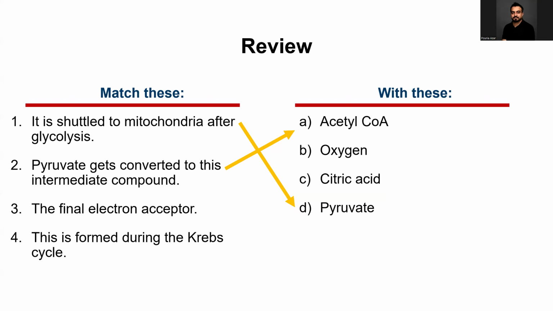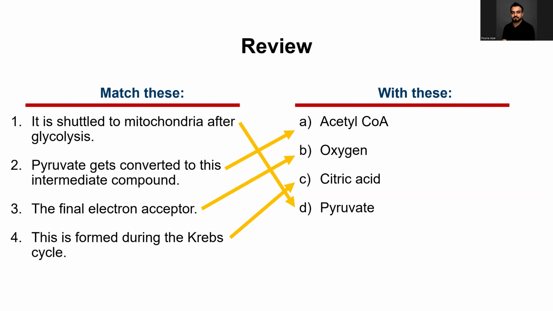The final electron acceptor is oxygen. That's why we call oxidative phosphorylation aerobic. This is formed during the Krebs cycle. It's citric acid. That's why the Krebs cycle is also called the citric acid cycle.